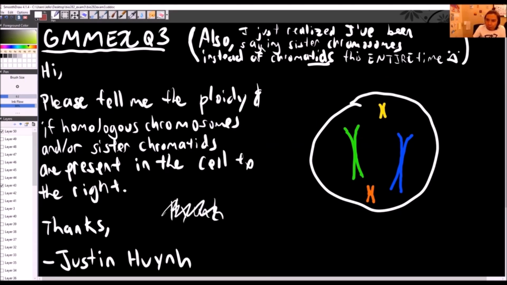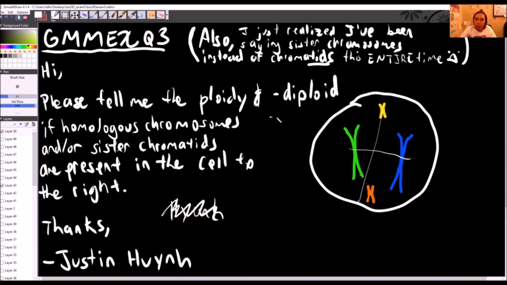Anyway, okay, so the ploidy. That's asking, is it haploid or is it diploid? We can tell ploidy by the presence of homologous chromosomes. And we see that there are homologous chromosomes. There are 2 sets of homologous chromosomes, these and these. So because there are 2 sets, that would be a diploid.